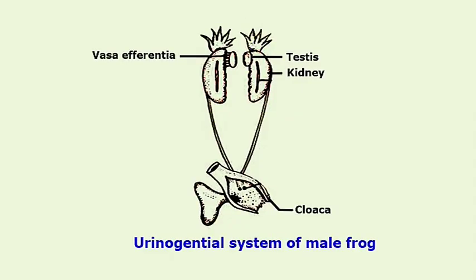From the testes, the sperm first go to the vasa efferentia. From there, they enter the kidney tubules and come out of the cloacal opening. Thus, in the kidneys and beyond, they take the same path as that of urine.